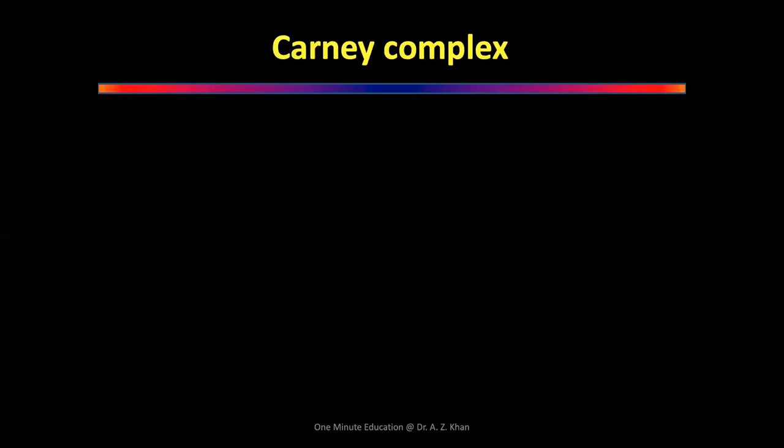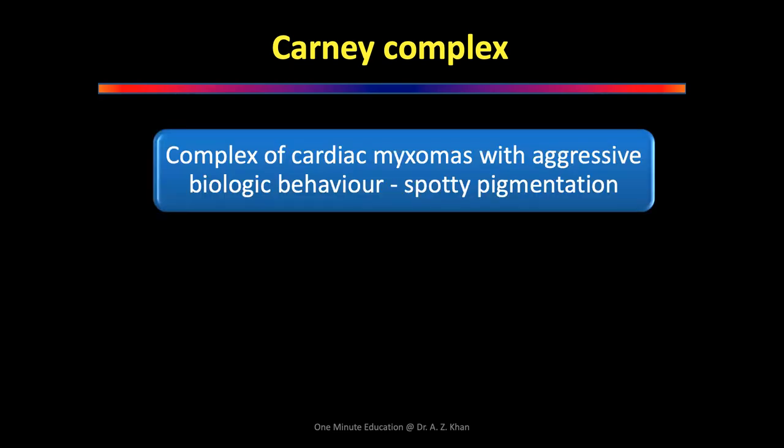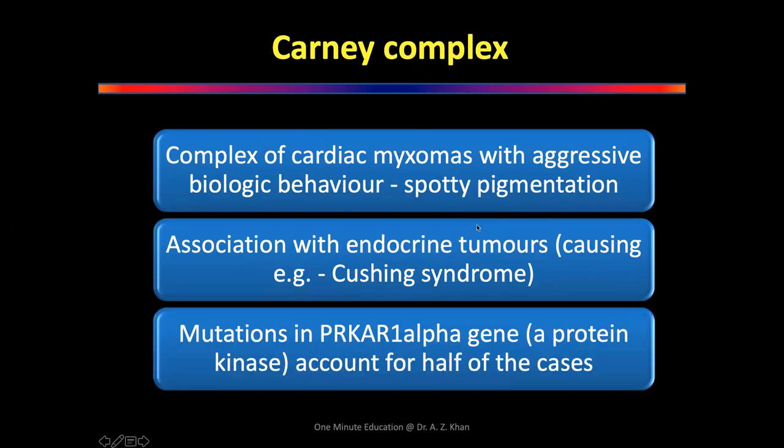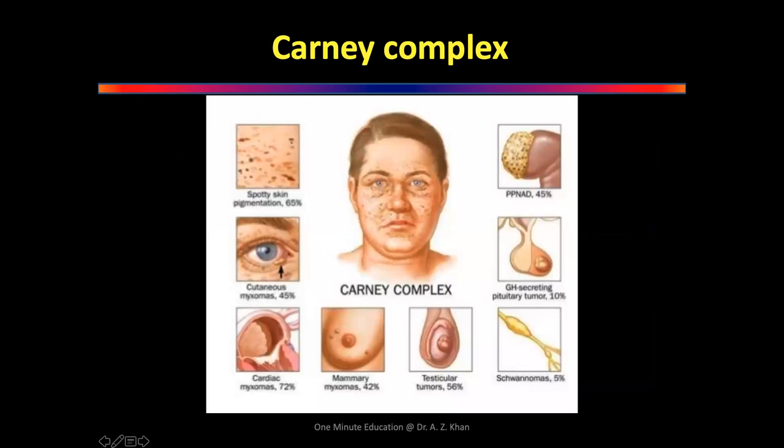Okay. What is Carney's complex? Anybody knows what is a Carney's complex? Yes, sir. There is a Carney's syndrome and there is a Carney's complex. So I'm not asking about Carney's syndrome. Cardiac myxomas with spotty pigmentation, associated with endocrine tumors, particularly Cushing's syndrome. So cardiac myxomas, that is Carney's complex. PRKAR1 alpha gene. So all these are signs of Carney's complex.